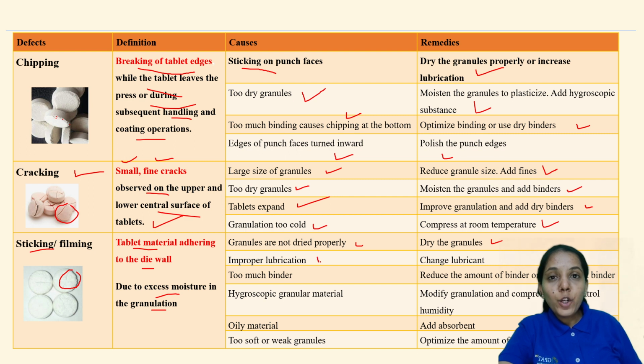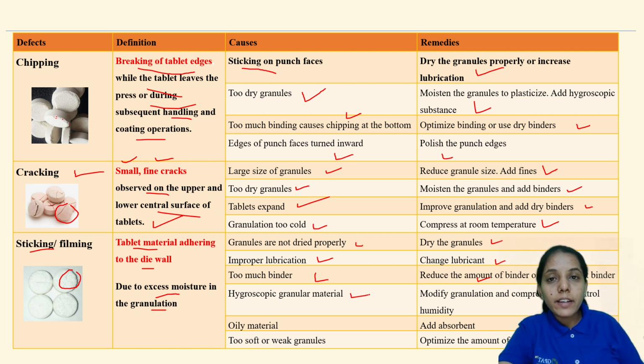Next is improper lubrication. Lubrication is not proper, that is the reason it is sticking to the die wall. So we have to change the lubricant or add an extra amount also, or otherwise, if it contains too much binder, we have to reduce the amount of binder, or if it is not working, then we can switch to another binder.